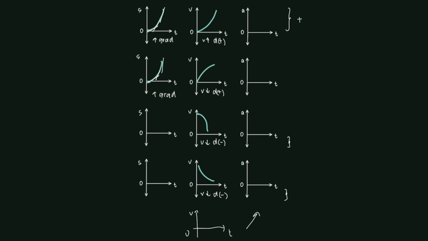And for the second two, you can tell that the initial gradient of the displacement time graph should be larger than what it is at the end, because these two graphs decrease. So it will look something like this.